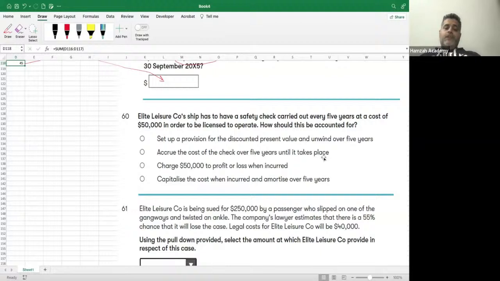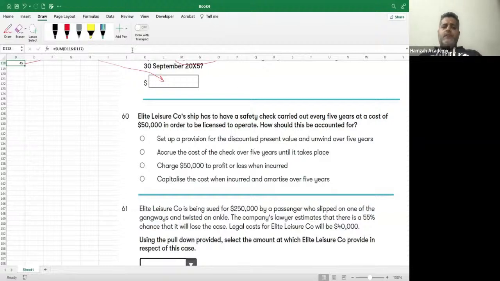Then charge 50,000 to profit or loss when incurred. We cannot charge it to the profit or loss when incurred, because its benefit is going to be for more than 1 year, up to 5 years. So we cannot put the whole expense into the income statement, because this expense is something whose benefit is there for more than 1 year. If the benefit is for more than 1 year, then it cannot be charged straight away to the income statement. So this is wrong as well.